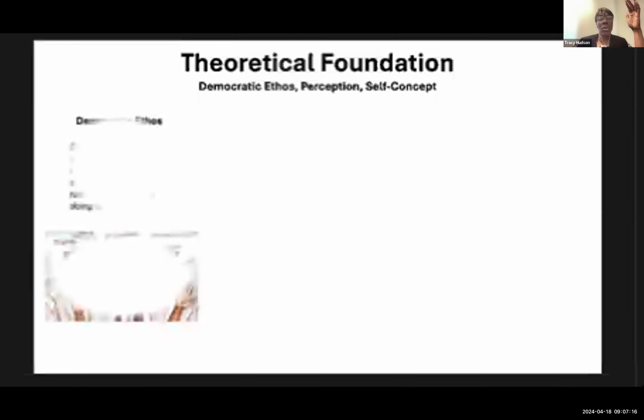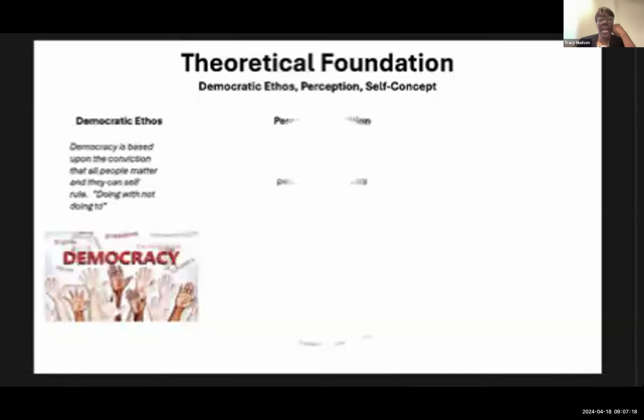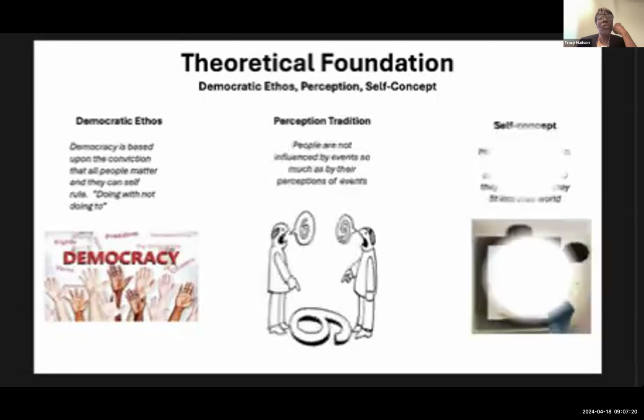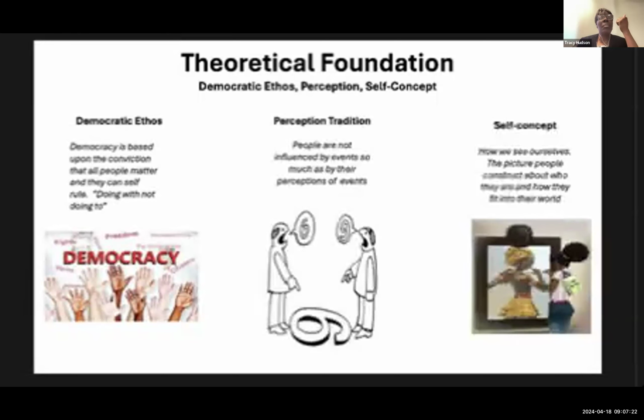So let me show you these three, and I need you to think about, when did you first hear about these three pillars? Chances are you probably heard about them in some class you took early on in your learning and experience, sociology, psychology, philosophy. And so the question for me is, when you think about these three, how do these theories influence and shape your teaching practices? So let's go ahead and unpack democratic ethos.